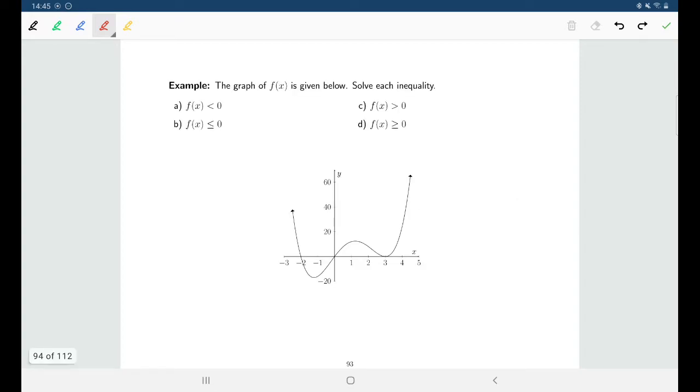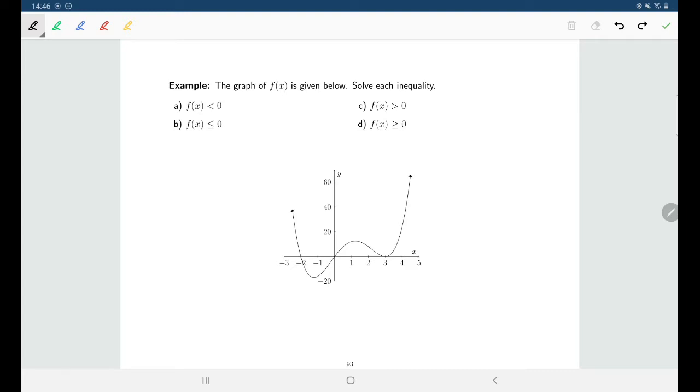So for this example here, we've got a polynomial f of x, and I haven't given it labeled. I've just said that this is f of x, some sort of a polynomial, and you want to solve these inequalities. Solve for where is f of x less than 0, where is it greater than 0, less than or equal to, greater than or equal to.